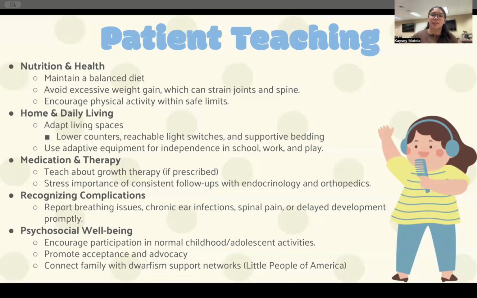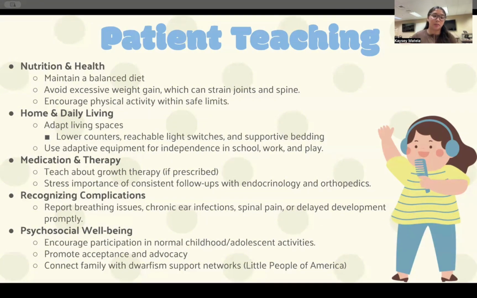And here is some patient teaching. For nutrition and health, maintain a balanced diet, avoid excessive weight gain, which can strain joints and the spine. Encourage physical activity within safe limits. And help in daily living, adapt living space, such as lowering counters, reachable light switches, and supportive bedding, and use adaptive equipment for independence in school, work, and play.